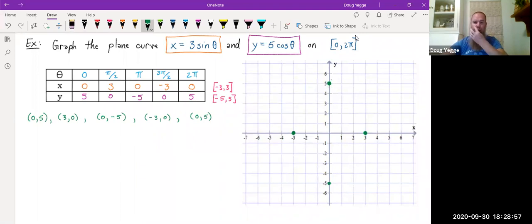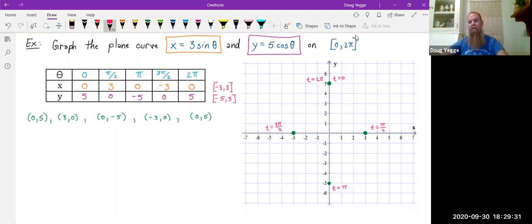So it might still be a little tough to tell what this function is going to look like. But what we can do is start to plot our t values. So we could say that this is when t is equal to 0, and this occurs at t equals pi over 2. This occurs at t equals pi. This occurs at t equals 3 pi over 2. And finally, I get back to where I started at t equals 2 pi. So it looks like it's going to be some closed continuous curve here.